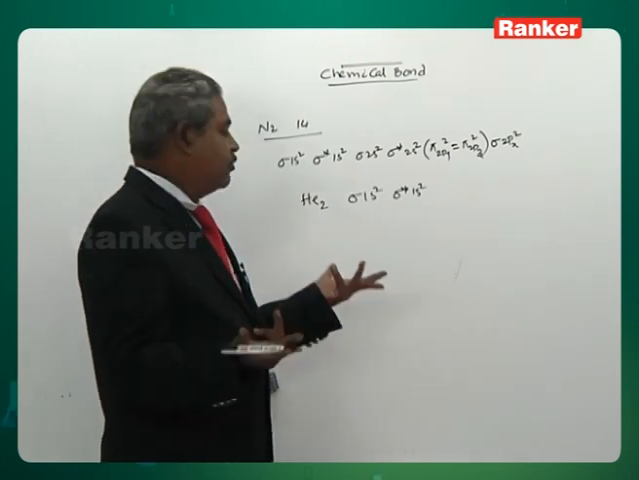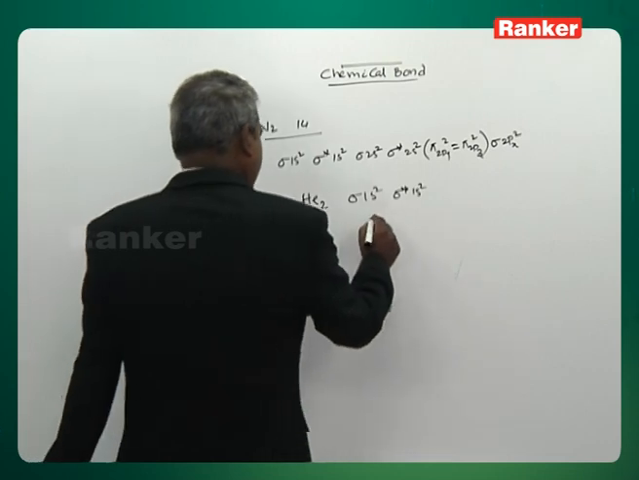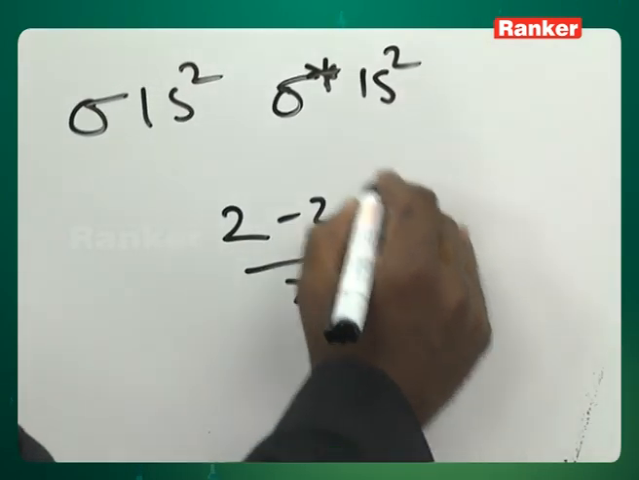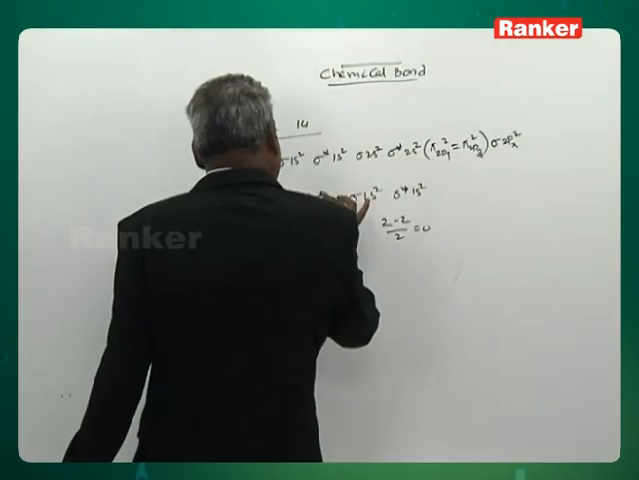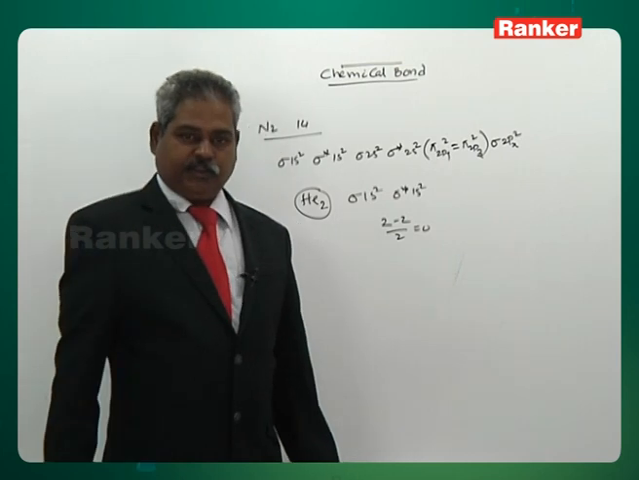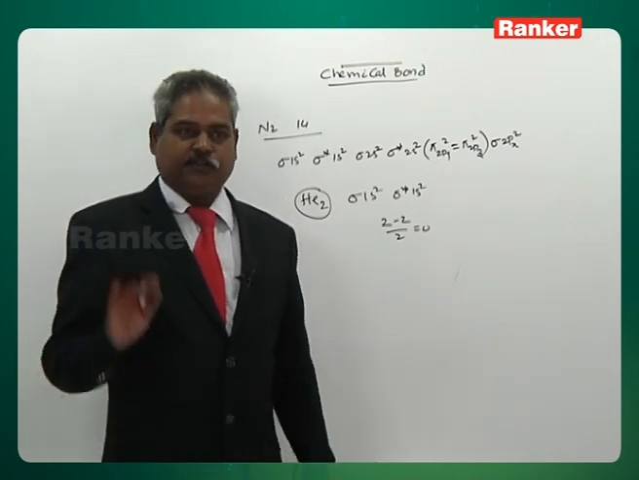So 2 in, 2 out, net is 0. Bonding 2, anti-bonding 2, 2 minus 2 by 2, 0. So what does it mean? He2 doesn't exist even theoretically. Theoretically means even under special conditions.